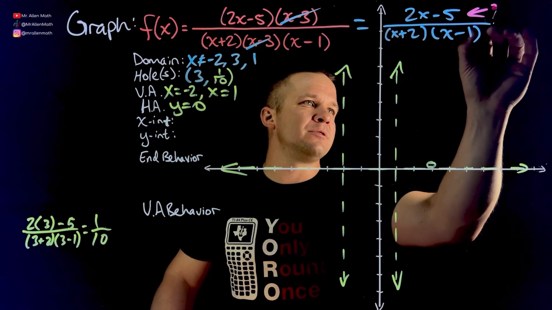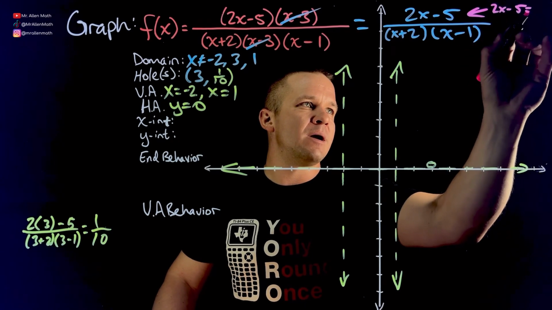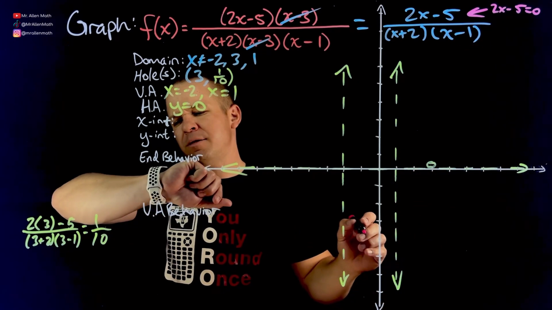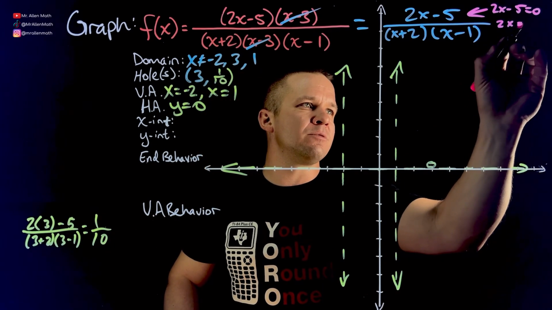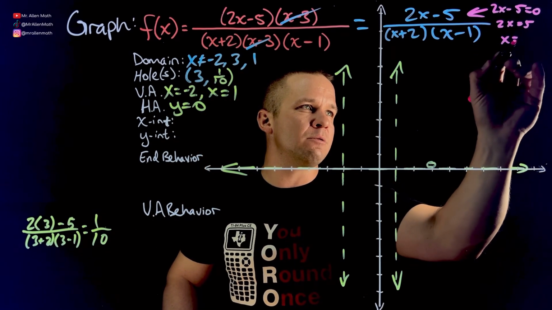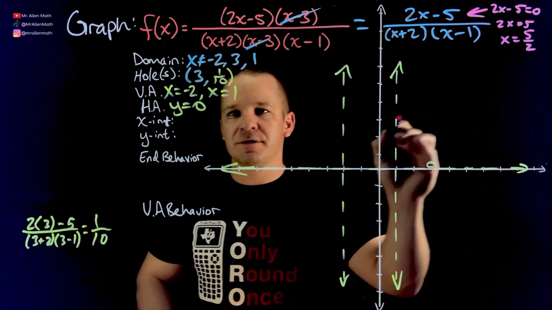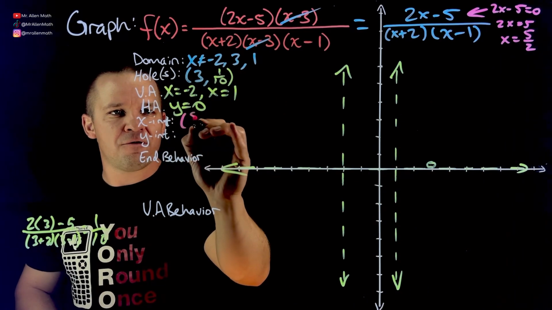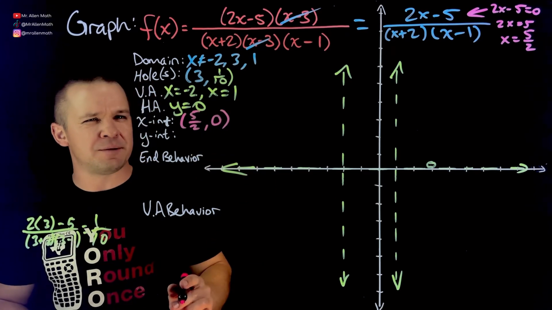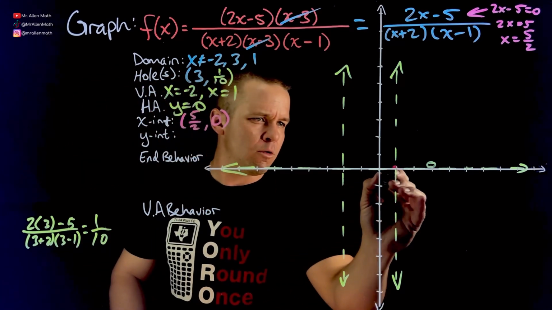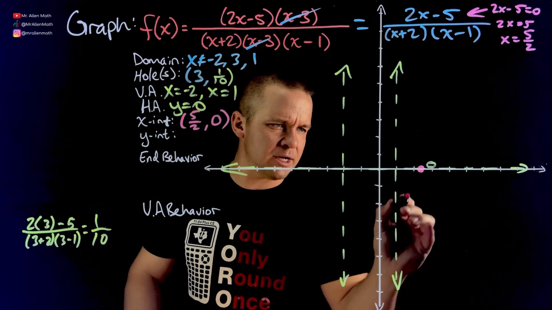So if I set this equal to 0, 2x minus 5 equals 0. Add 5, I get 2x equals 5. Divide by 2, I get x equals 5/2. So here it's going to be 5 over 2, comma 0 for my x-intercept. That's like 2.5. Interesting.